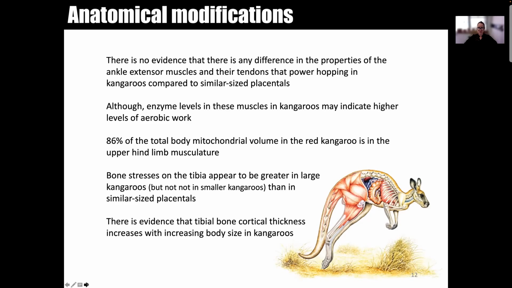Bone stresses on the tibia appear to be greater in large kangaroos, but not so much in smaller kangaroos, relative to similar size placentals. There is evidence that tibial bone cortical thickness increases with increasing body size in kangaroos. So it seems that bone thickness is a way of offsetting that stress on those bones that are supporting the animal while they bound or hop.